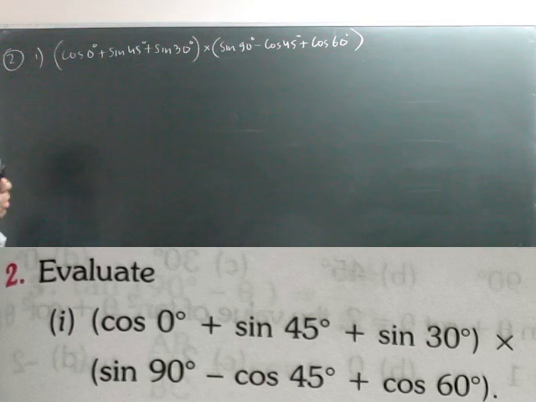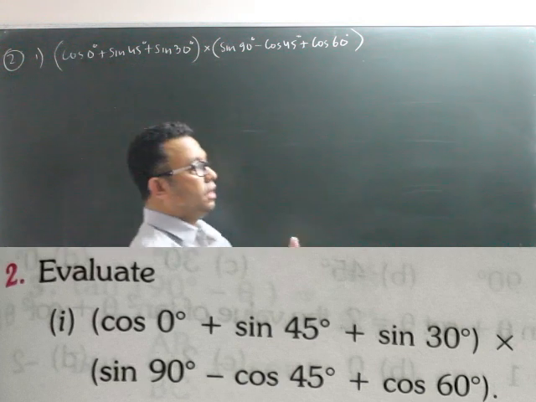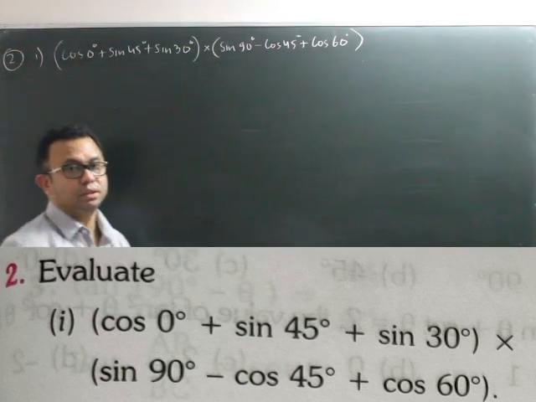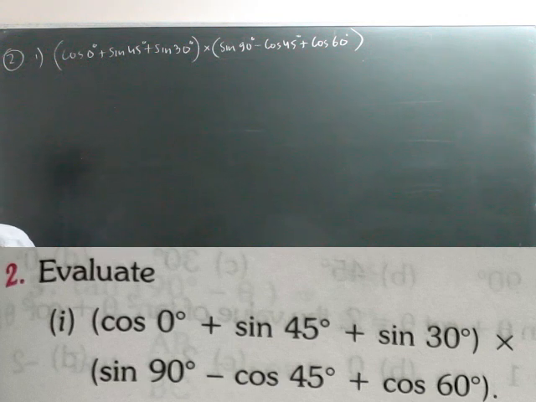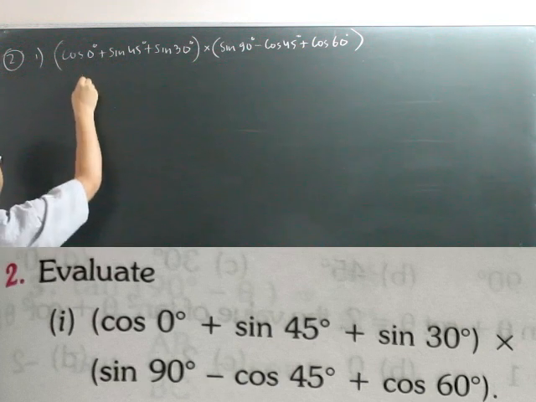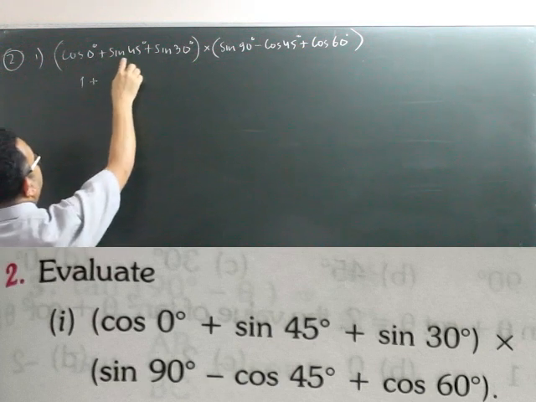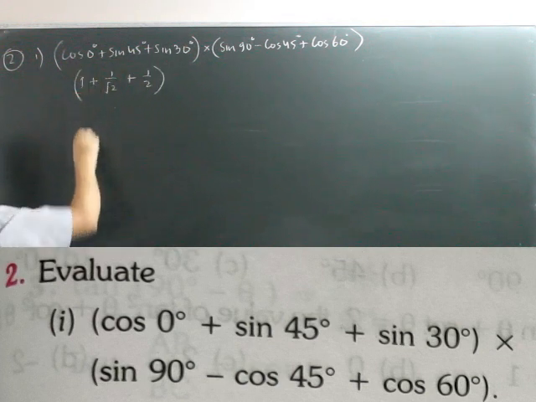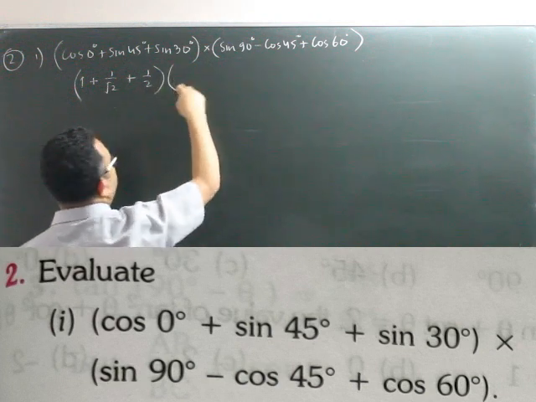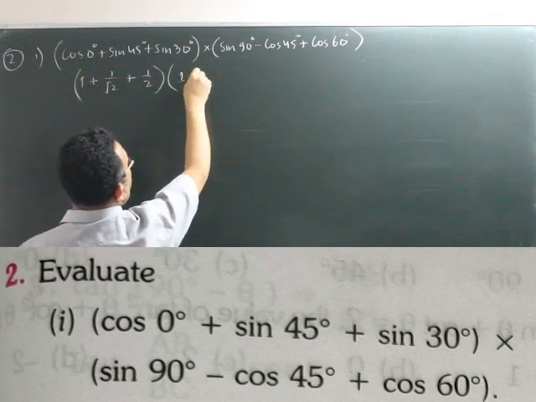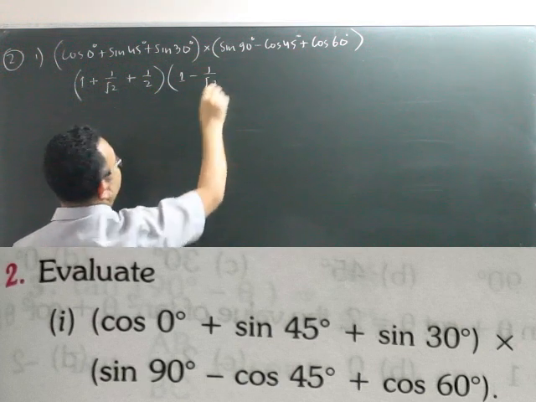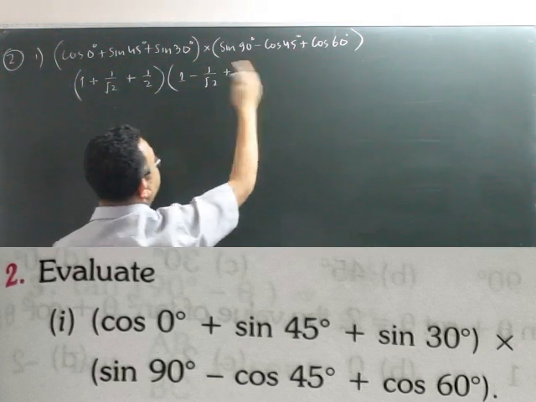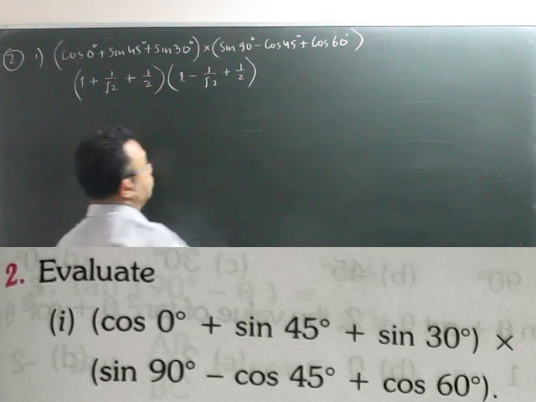Now why you face a problem I know, because here you may have to use an algebraic formula, and then you may face a little problem with the multiplication and addition of surds, numbers with roots. That I'll also discuss a little bit, but before I start, let's put the values first. Cos 0 degree you all know is 1 plus sin 45 value is 1 by root 2 and sin 30 value is half. So it is in one bracket, and in the other bracket you have sin 90 which is 1 minus cos 45 is again 1 by root 2 and then plus cos 60, and cos 60 is half.